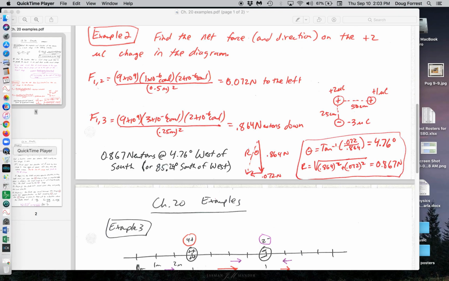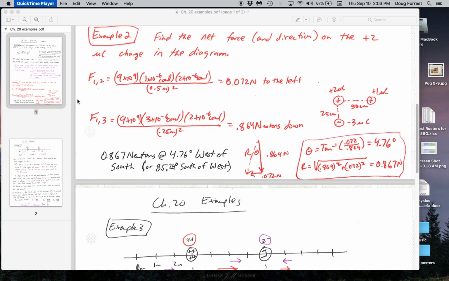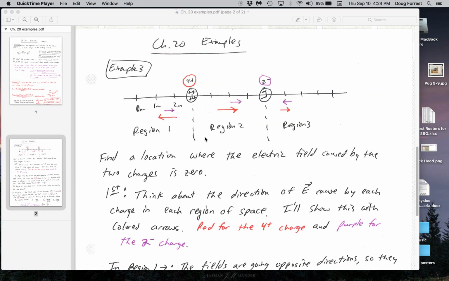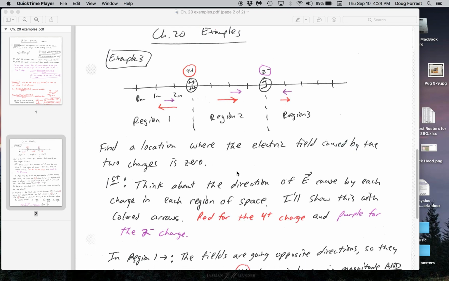So those are examples 1 and 2. Third example, and in this example, you've got 4 charges plus 4 here, and 2 negative charges, negative 2 here. So this is labeled 0 meter, 1 meter, 2 meter, and so forth. So the question is to find a location where the electric field caused by the 2 charges is 0.